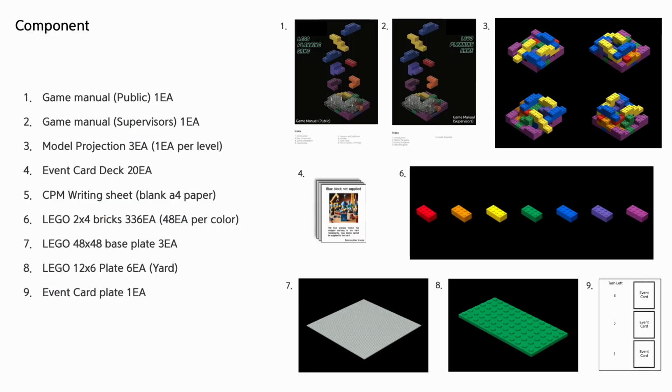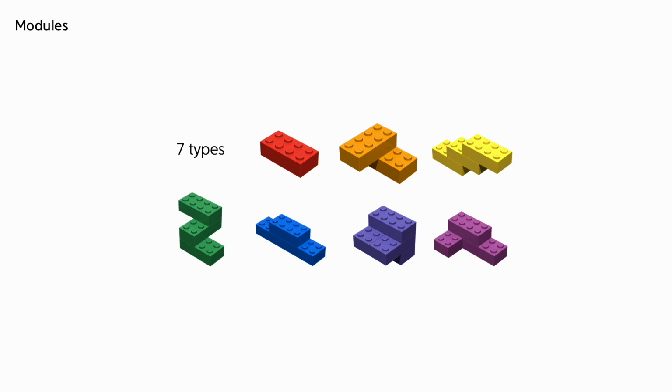The game box composition is as follows. Before starting the game, check to make sure nothing is missing. Modules are the most important elements in the game, with each module representing one process in construction. You will need to build modules in the yard.